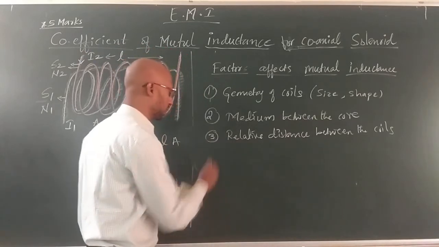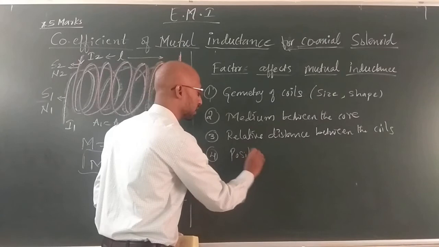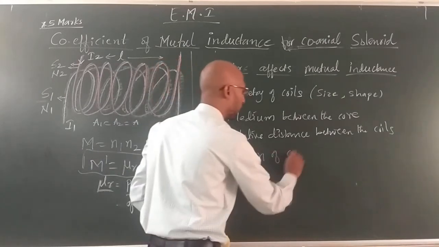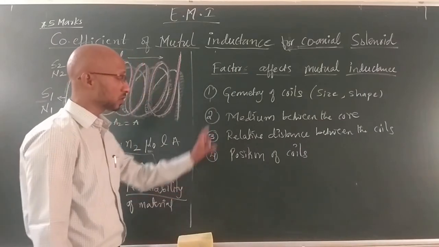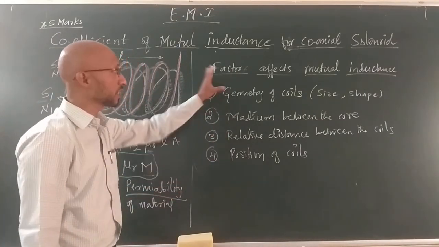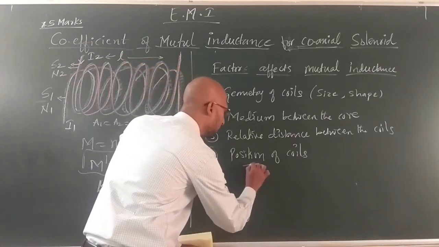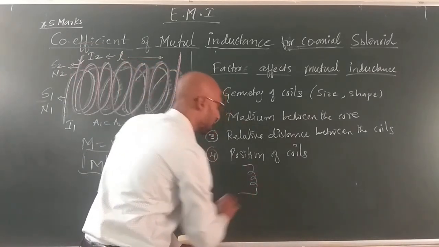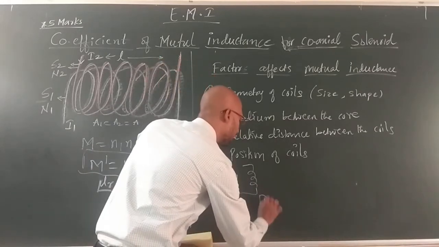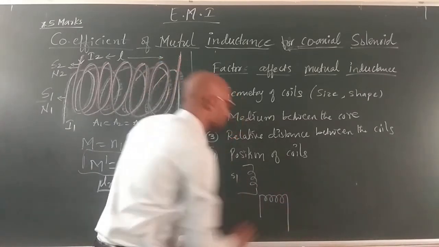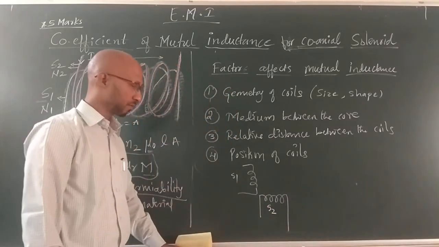And the fourth one, position of coils. Now this is very important. What are the positions in which we get a higher value of mutual inductance? Let us assume that I have a coil now. One coil I kept like this, say S1 coil, and one more coil I kept like this. Now see here, I have this arrangement. This is the position of the two coils.